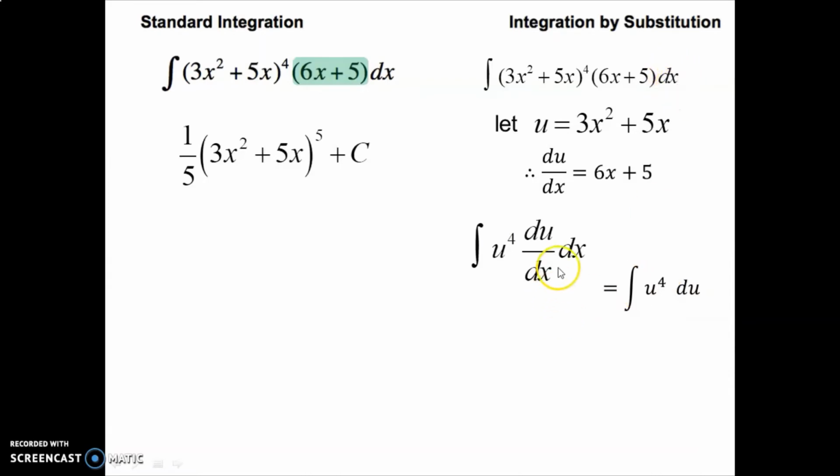Now, I don't want you to think that this is a fraction. This is not a fraction. We're not canceling these because it's a fraction. Don't get that rule in your head. I'll show you on the next slide what's happening here, but basically, we do leave it as du here.